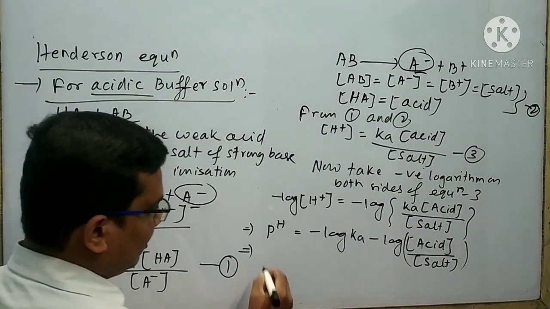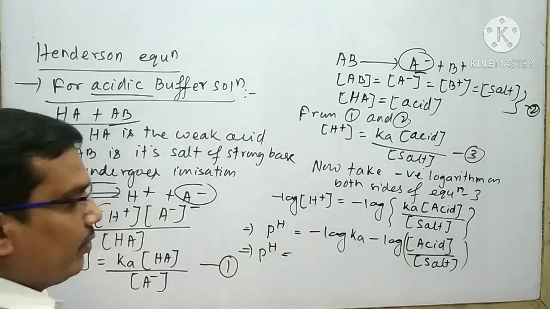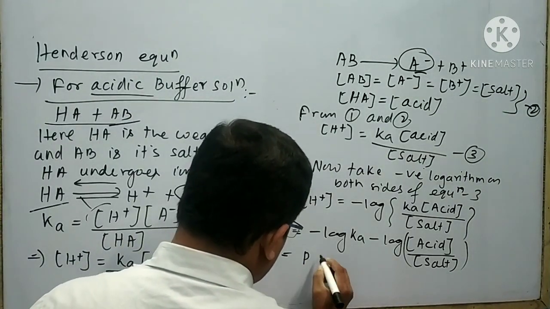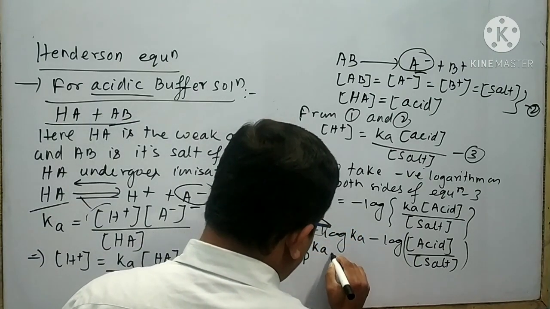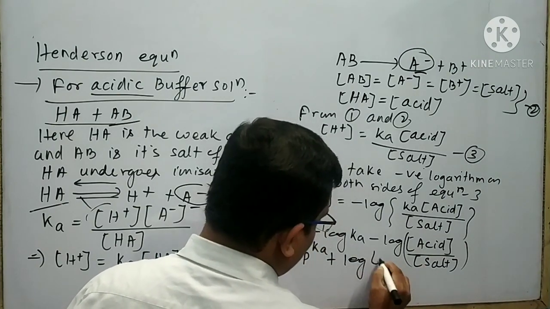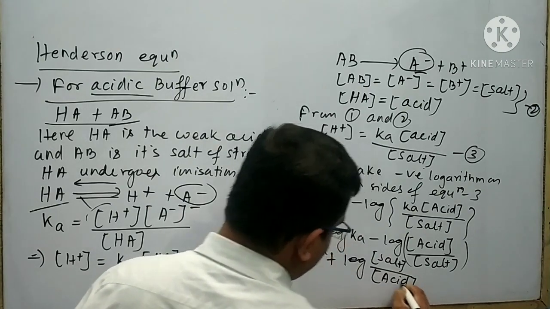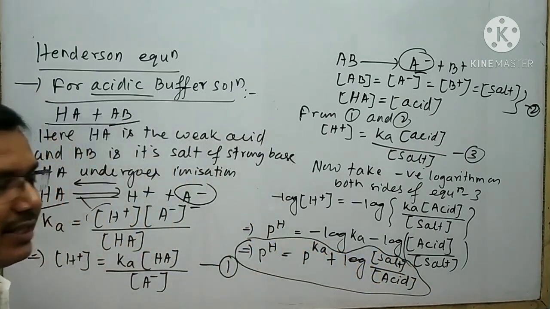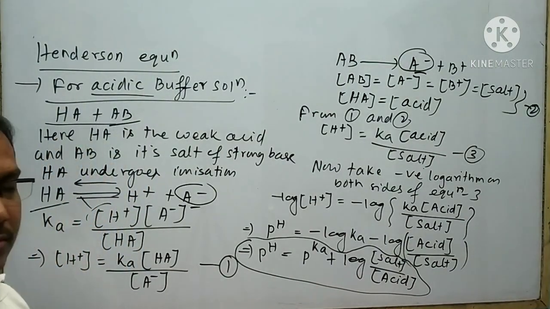This implies that I can write pH equals pKa minus log K. We know that minus log of Ka equals pKa. This implies that I can write pH equals pKa plus log of concentration of salt divided by concentration of acid. This is called the Henderson equation for acidic buffer solution. By this equation, we are able to solve many problems related to the acidic buffer solution.